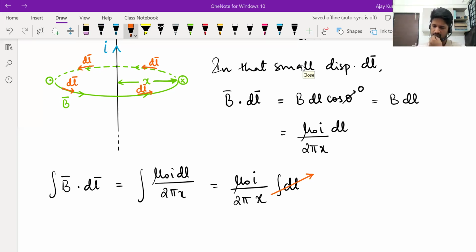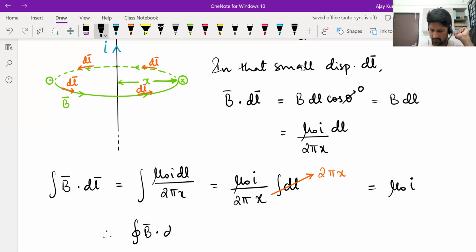2 pi r. In this case, it is 2 pi x. Correct. And you will effectively be left with mu naught I. Okay. And since we have done the integral over this magnetic field line, we know magnetic field lines are closed loops. So effectively what we are doing is integrating over a closed path. So we call it a closed integral B dot dl.